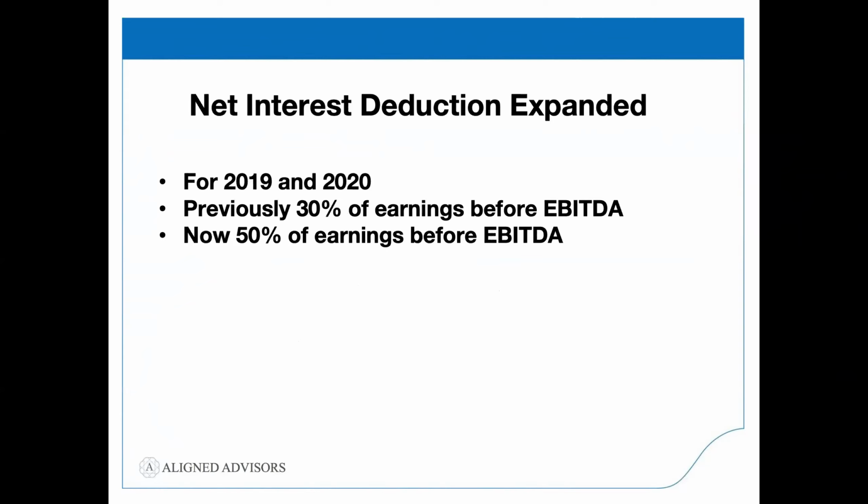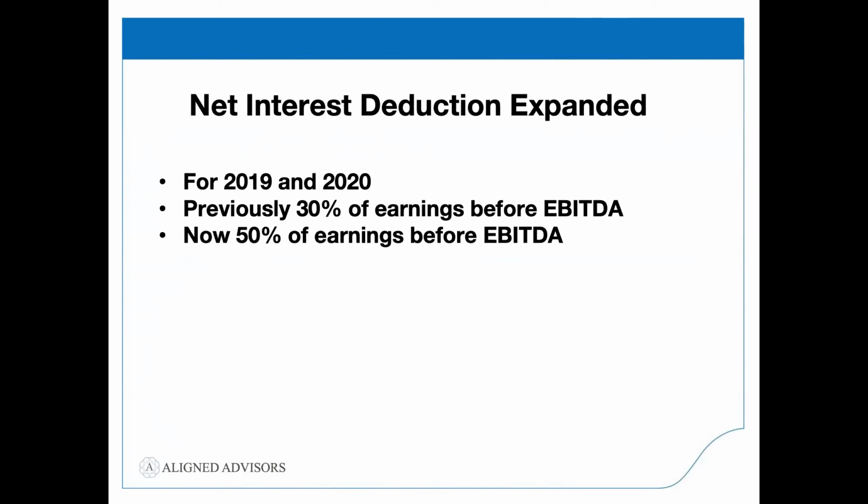All right, so the net interest deduction has been expanded. For a business owner, if you have business debt and you're paying interest on that debt, under the normal law, up to 30% of your EBITDA is deductible. So like if your EBITDA was 100,000 and 50,000 of that was interest you were paying on loans, then under the previous law, you wouldn't be able to deduct more than 30,000 of that. But under the new CARES Act, you can deduct 50,000 of that.